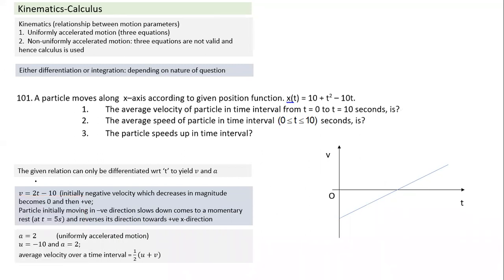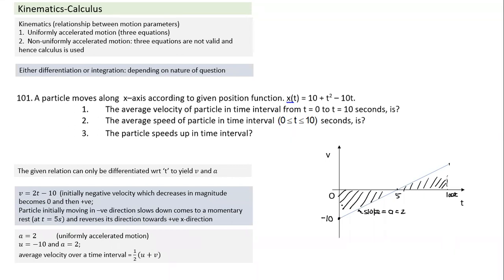In the VT graph, given the sign convention here, initial velocity is minus 10. So the graph at time t equal to 0 would start at minus 10. And slope is positive, slope is equal to 2. The slope, which is acceleration, is equal to 2. Hence, it will cross zero at t equal to 5 seconds, and this is at 10 seconds. So we get an idea. If I have to calculate the average speed of the particle between 0 to 10 seconds, the total distance will be this area plus this area, divided by 10.